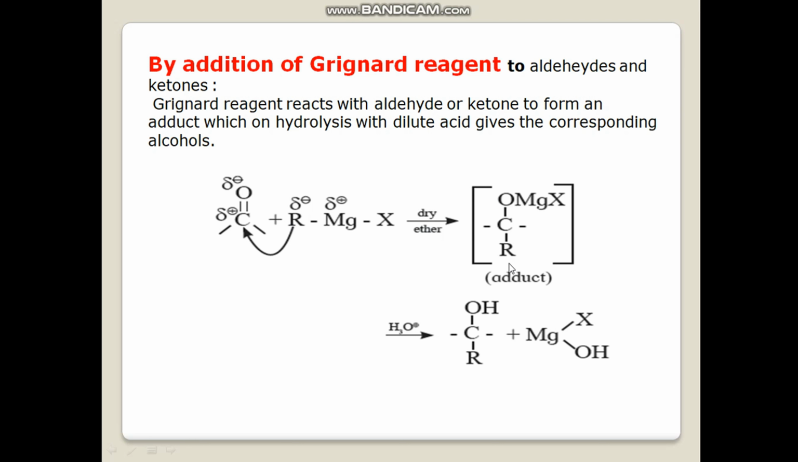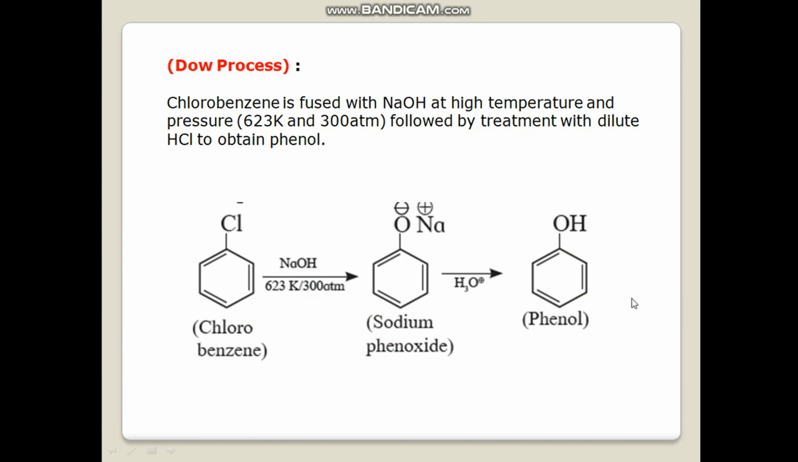In the presence of dry ether, this adduct is formed, meaning R minus attacks this electron deficient carbon. The carbonyl carbon is always an electron deficient carbon, and in the Grignard reagent RMgX the alkyl group is electron rich. Therefore, this electron rich alkyl group attacks this electron deficient carbon atom, forming this adduct. And hydrolysis of this adduct forms the alcohol.